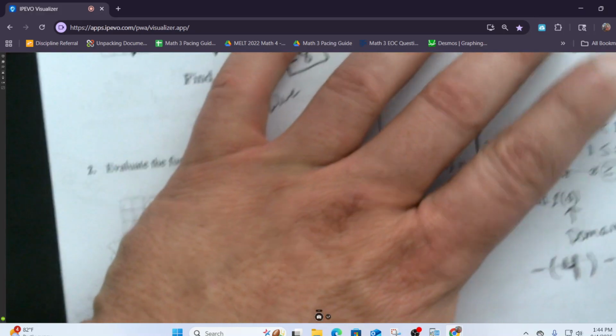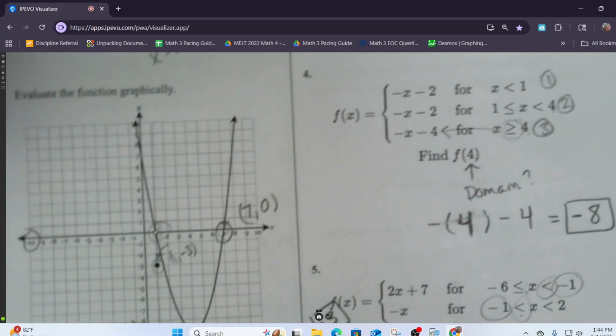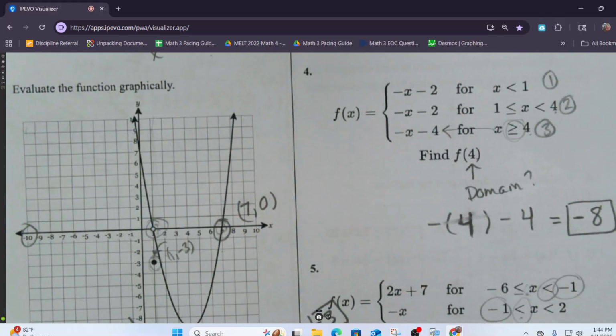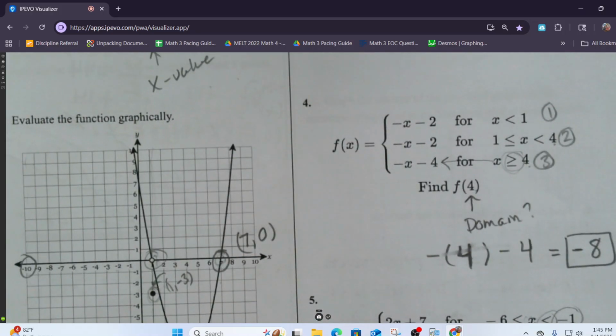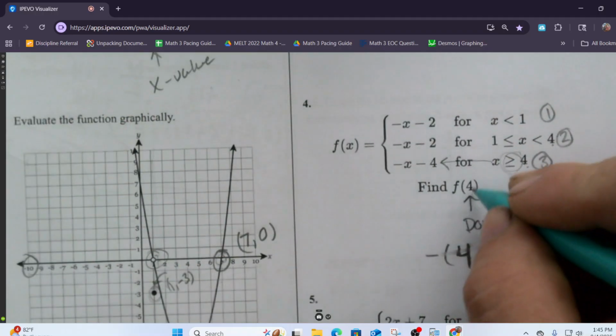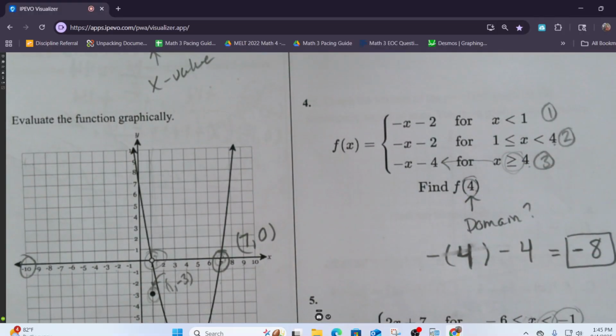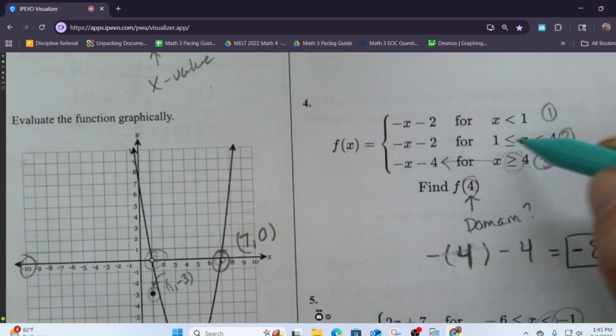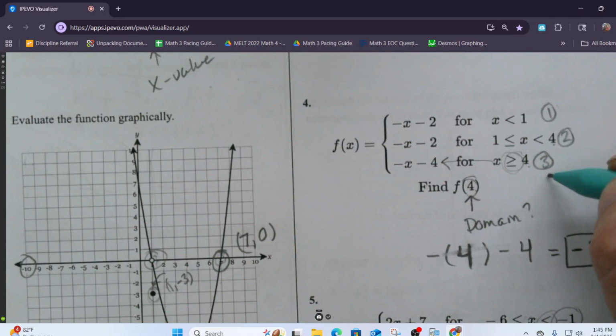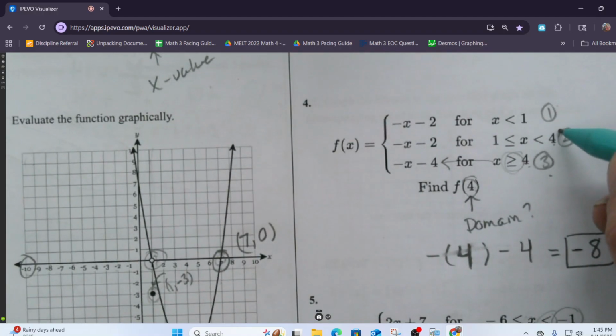Guys, the next one, I went over this one already, but I want to go over it with you again. This is evaluating algebraically. So they give you an x value of 4. Looking at these domains: x less than 1, x between 1 and 4, and x greater than or equal to 4. You've got 3 domains. Notice that this x value shows up in domain number 2 and domain number 3.